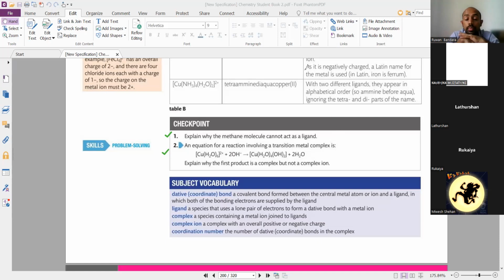Next one, explain why the first product is a complex ion, but the second product is a complex but not a complex ion. It is a complex because it has two different ligands, altogether 6 ligands, right? But it is not a complex ion because it has no charge. Simple. It readily fits the definition.